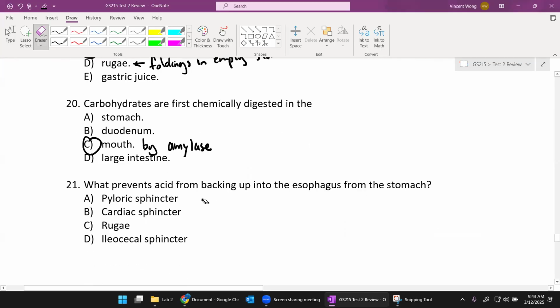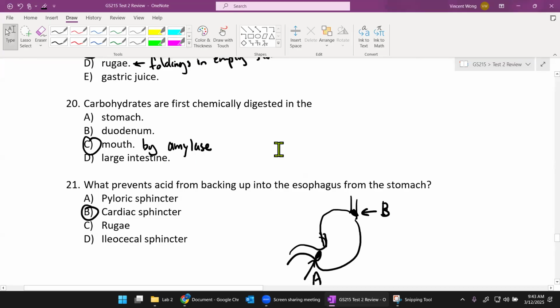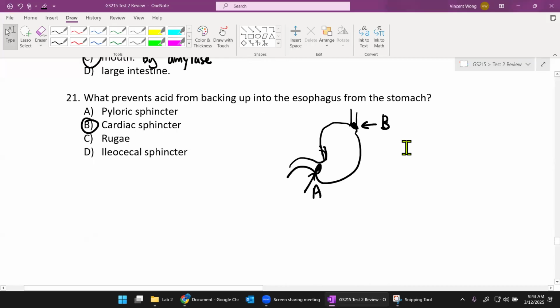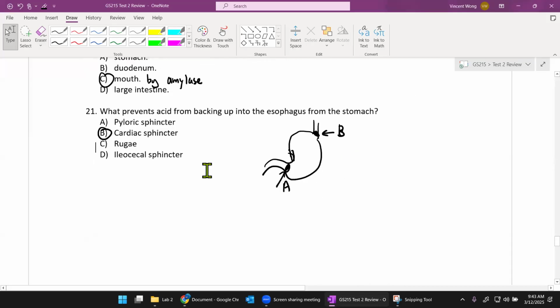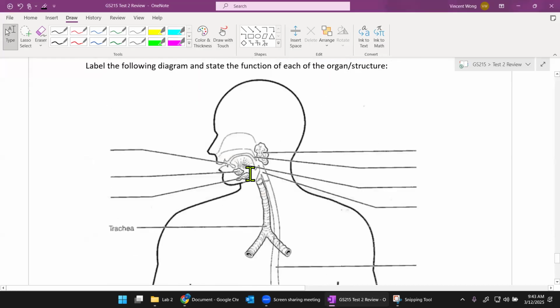What prevents acid from backing up to the esophagus from the stomach? Remember, the stomach has two sphincters. Okay, we have one up here. This one is the cardiac sphincter, as in over here. And then this one is the pyloric sphincter. It's the cardiac sphincter that prevents the reflux. And then this is the same diagram we labeled in the class. I'm sure you can handle it.